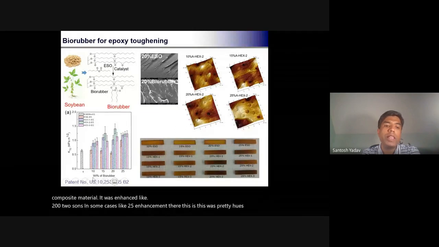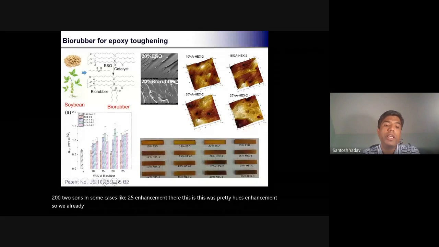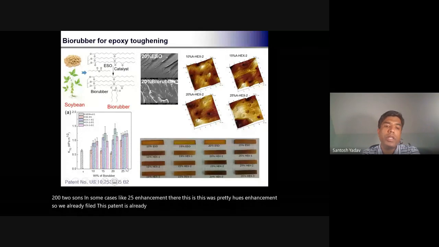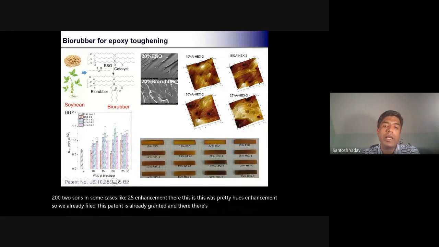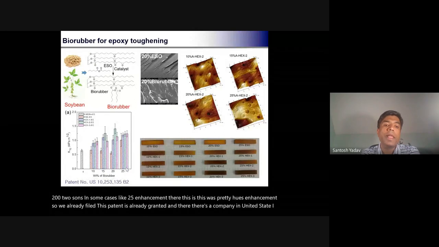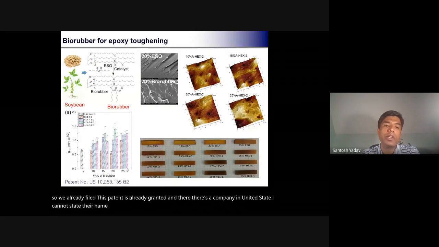We already filed this patent, it is already granted, and there's a company in the United States, I cannot state their name, but they have licensed our technology and have started producing this material.